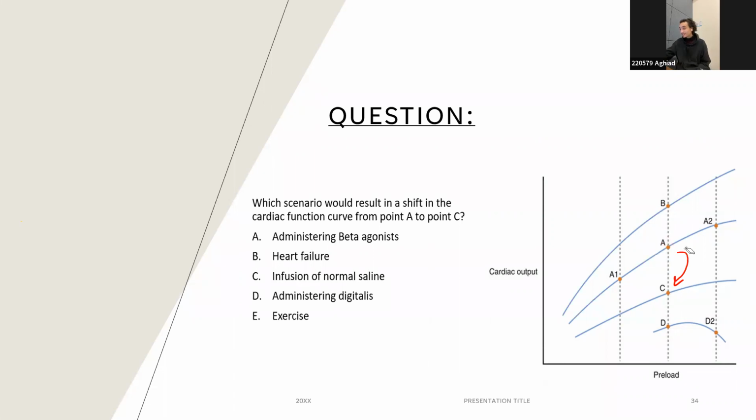That is B, heart failure, and that is because of decreased contractility. You see, the contractility has changed. Administering digitalis would change contractility, but upward, so that's why it would be wrong. It's the opposite of the first question. Exercise would also be wrong, because exercise increases contractility and you get more resistance; it'll be a totally different graph. And neither is it administering beta agonists, nor infusion of normal saline. It's heart failure because it's going down.